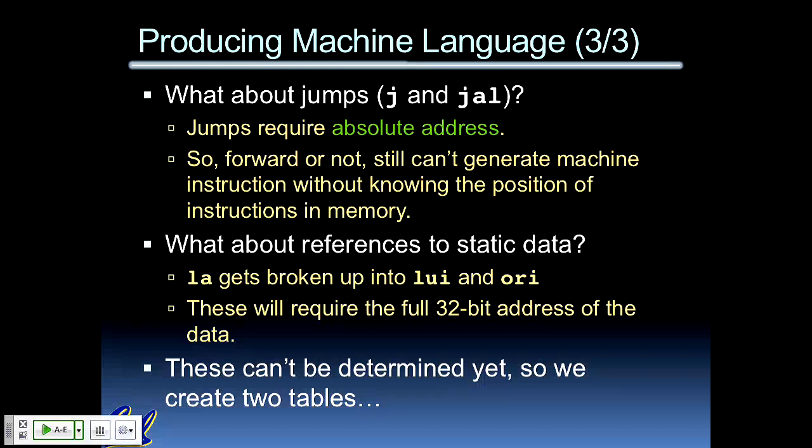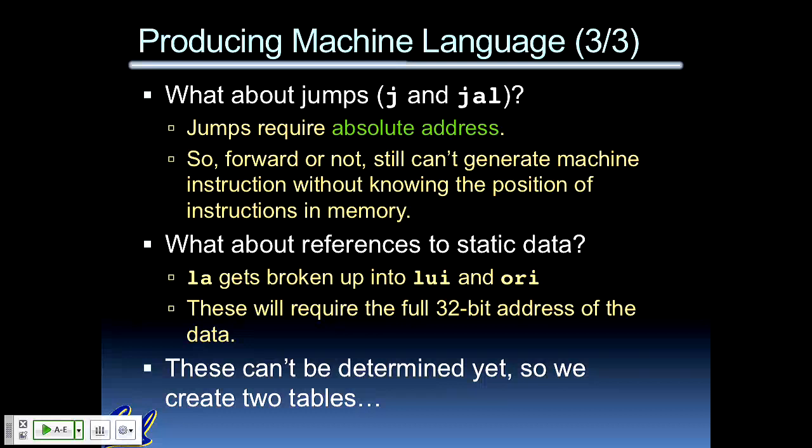Now, as for branches, which are usually short distances and almost always within a single assembly file, right? But jumps and jump and link are a bit different. These need an absolute address. Remember, the 26 bits are actually an absolute address that you're going to jump to. And also, they're very often used to link things between object modules. For example, jumping to a subroutine in a different object file. And so you need an absolute address, but you don't actually know where you're going to jump to.